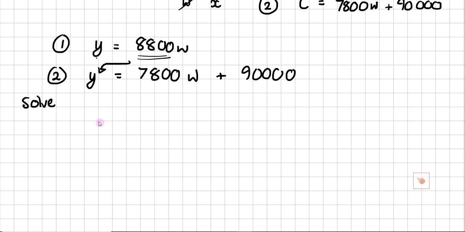Okay. 8,800 W equals 7,800 W plus 90,000. Yeah, that'll do, won't it? So I've eliminated the Y at the moment. And have I done the right thing? I'm not asking have I done enough yet. I'm asking have I picked the right variable. How would I know?